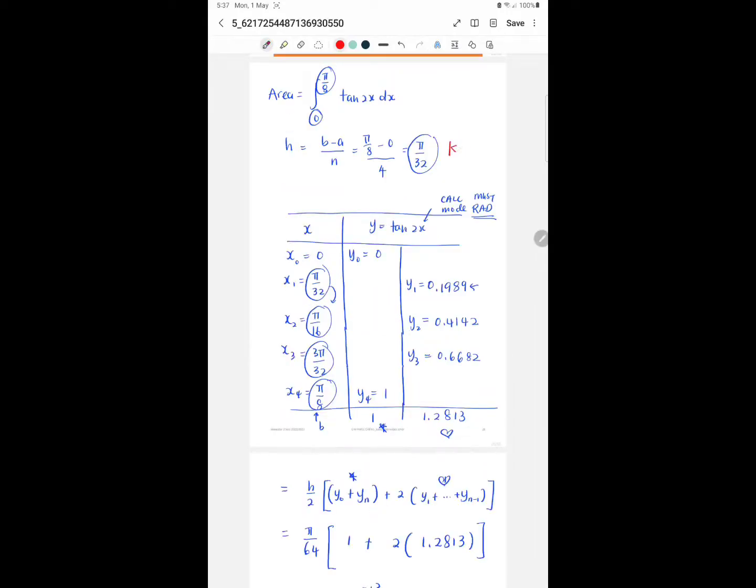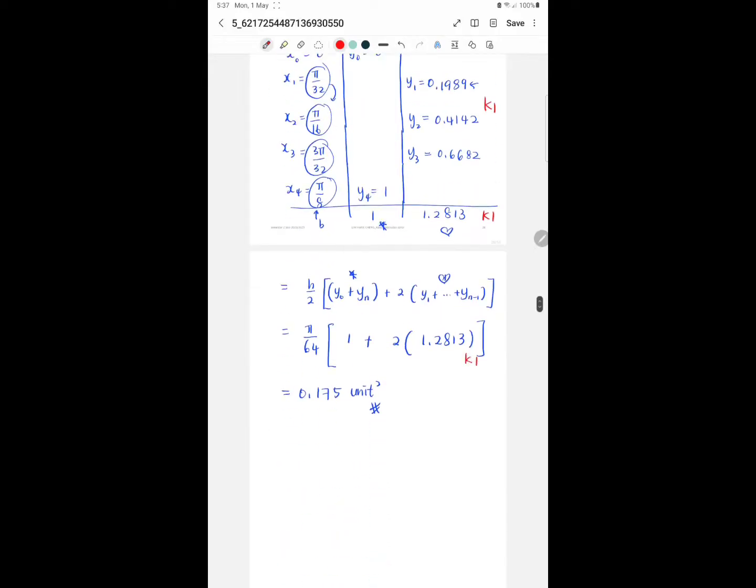The marks will be given here: K1 for the table, K1 for the total, K1 for substituting into the formula, and J1 for the final answer. So 5 marks.